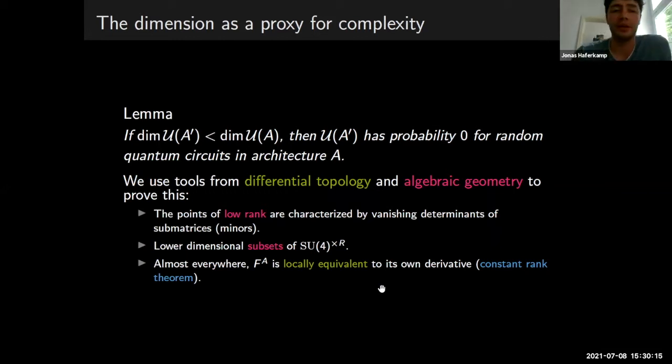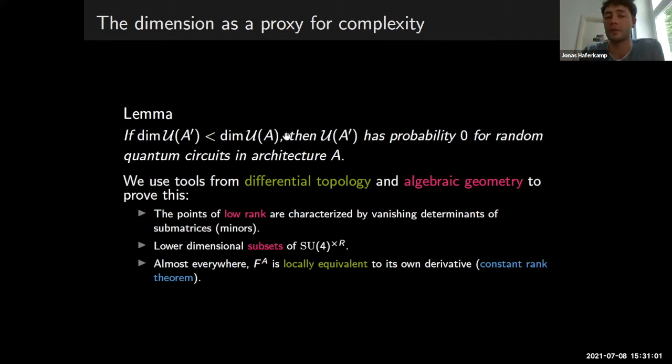So the first lemma that I want to talk about, or basically the only lemma that I want to talk about, is a sort of all-is-well lemma. It tells us that this idea of comparing dimensions of circuits of different lengths might just work. So this lemma tells us, if for some architecture A prime and some different architecture A, they have strictly different dimensions and the dimension for A prime is strictly smaller, then if I consider a random circuit in the architecture A, the probability of hitting any unitary in A prime is actually 0. And this is really precisely what we would expect also from our very first example of comparing the set of all unitaries to the set of circuits.